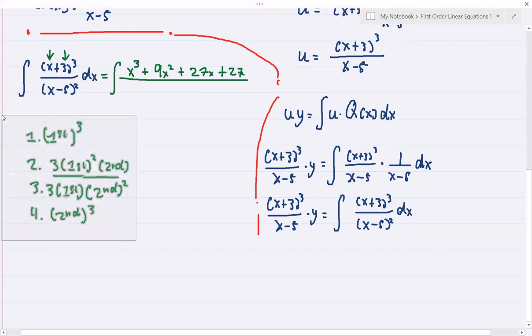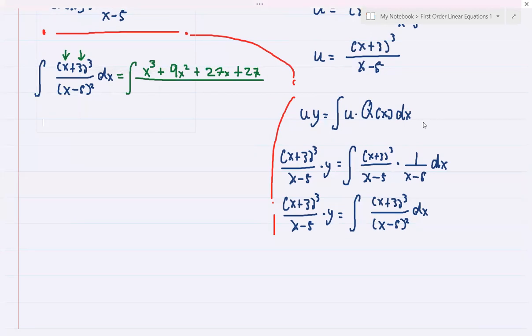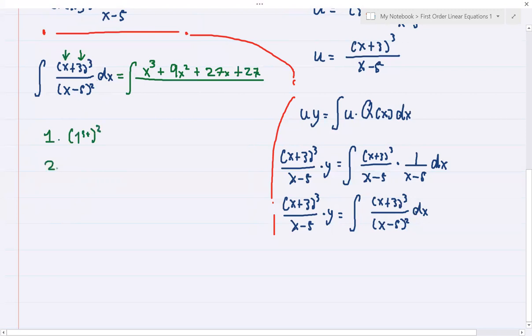Now, how about the square of a binomial, which is this one, because this one has an exponent of 2. There are only 3 steps. First step is square the first term. The second step is 2 times the first term times the second term. And the third step is square your second term.